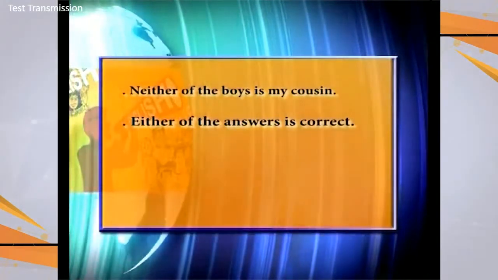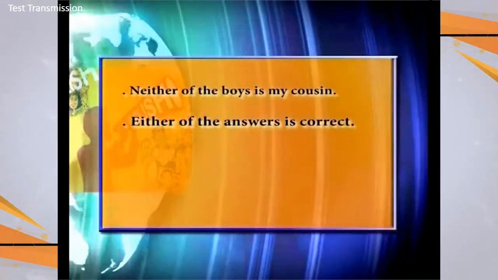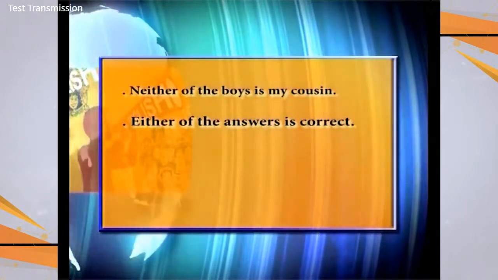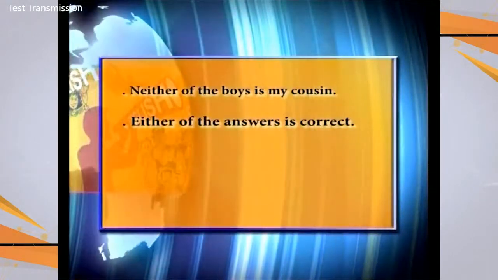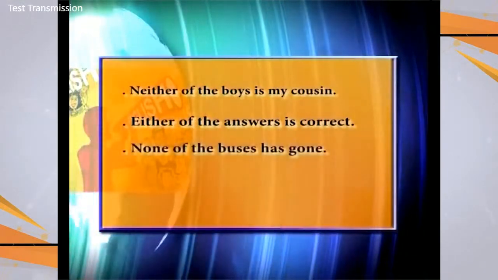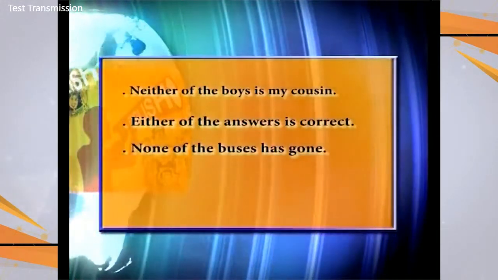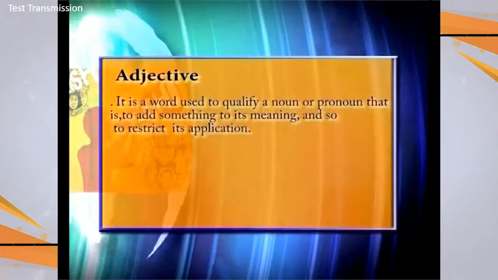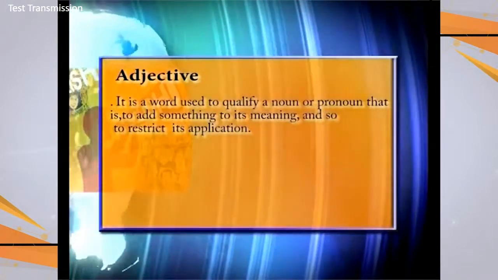So we use neither for two persons or things. In a similar fashion, "either of the answers is correct." Not are, it should be is because of either. And again, either is used for two persons or things. None or any. For example, "none of the buses has gone." Here none means more than two. And "he is one of the best poets," not poet.